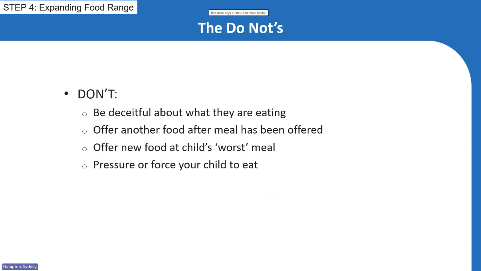We also don't want to offer that new food at that child's worst meal. That's just setting up a negative association with that new food, and we want to focus on the positive. And then we also don't want to pressure or force your child to eat. So, thinking about the concept of 2 bites and then you can go, if you're forcing 2 bites onto that child, that's going to, again, add a negative association with that food so that they're not going to want to try it later on. We want to focus on that positive exposure so that they're going to want to eat it and want to eat it long term.